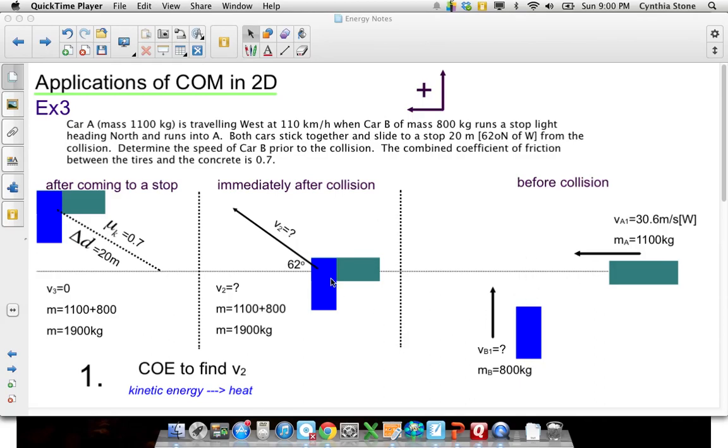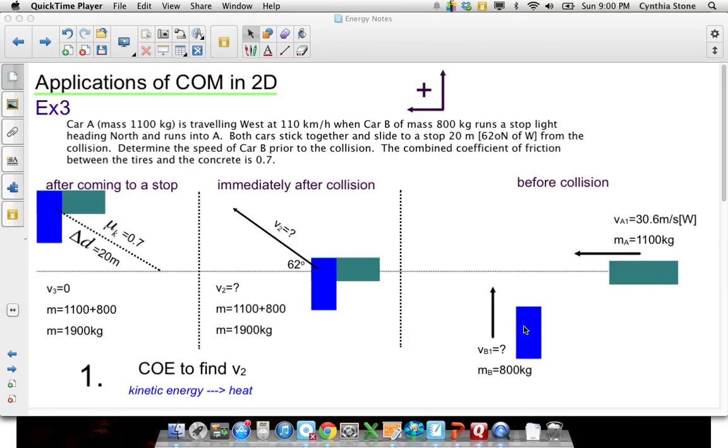They run into each other, and they move off in this direction. Same thing as before, their tires lock and they're stuck together. We know the combined coefficient of friction of their tires on the cement, and we know they travel for 20 meters. So it's like a three-step problem.